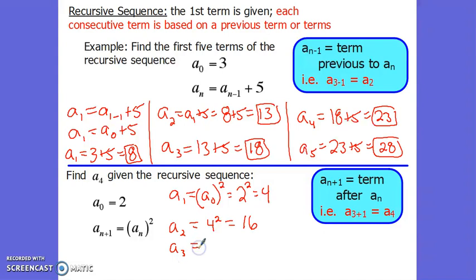A sub 3 will be 16 squared, or the previous term squared, which I believe is 256. And then a sub 4, I'm probably going to need to get my calculator out for that one, because 256 squared is going to be a fairly large number, and that is not one that I have memorized by any means. So that comes out to 65,536.